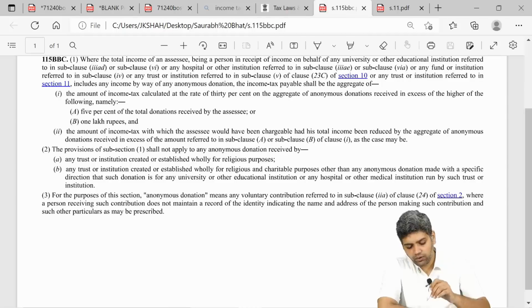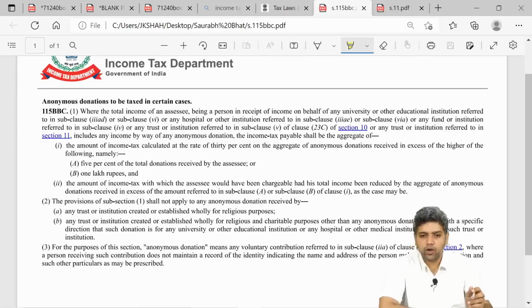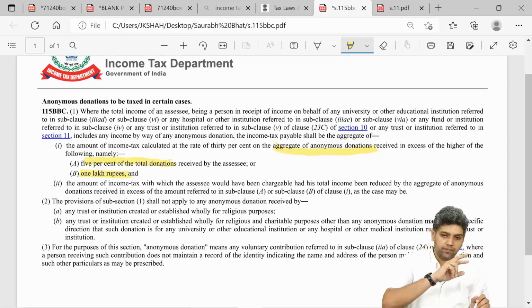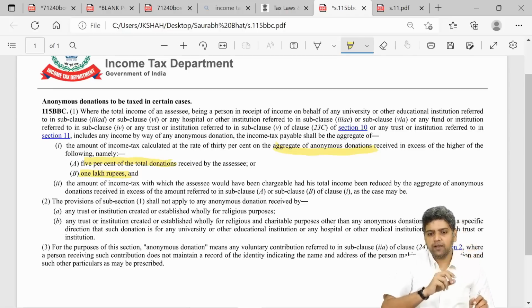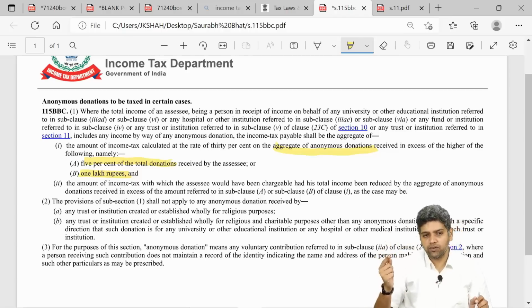Now friends, we know that section 115BBC talks about taxation of anonymous donation. What is anonymous donation? Any donation where you do not know the name and identity of the donor. In such a case, the aggregate of anonymous donation which you receive, minus 5% of total donation or 1 lakh rupees, whichever is higher, would be taxable at 30%.